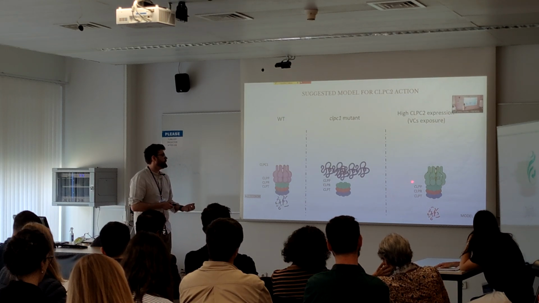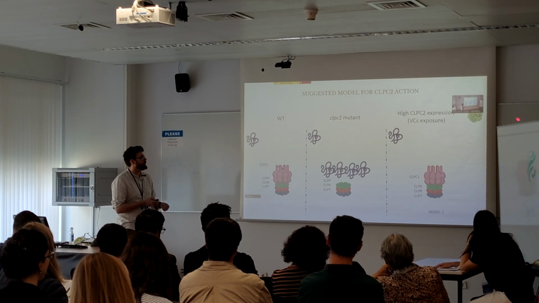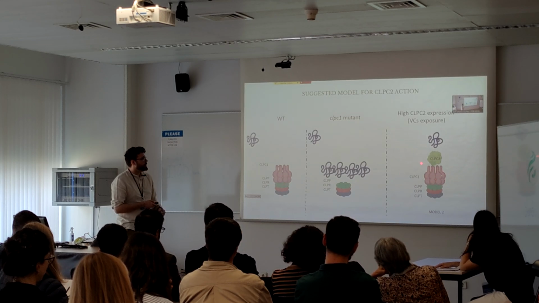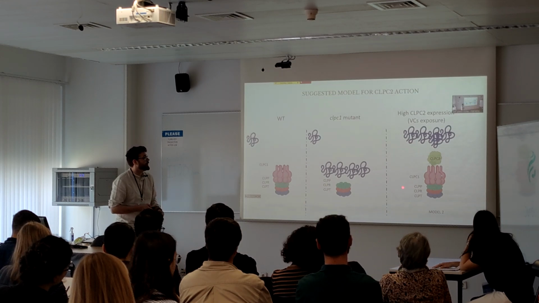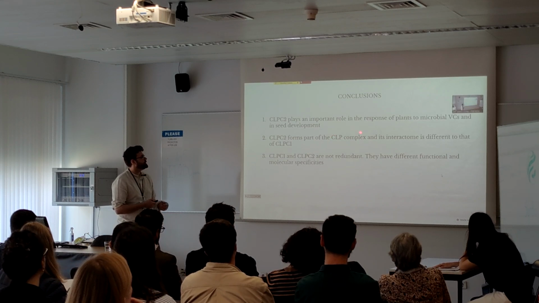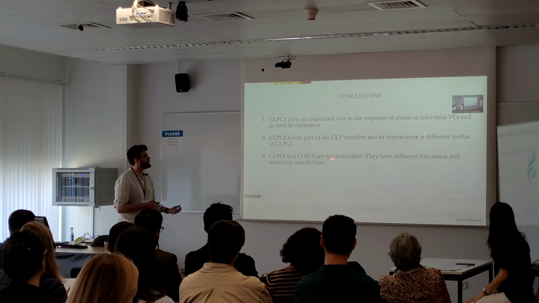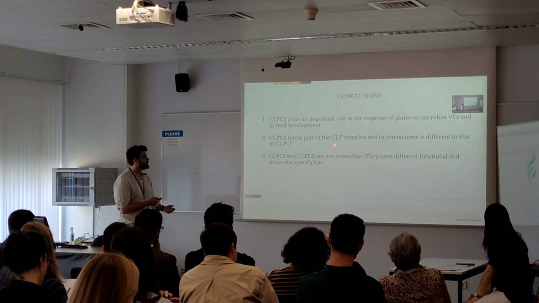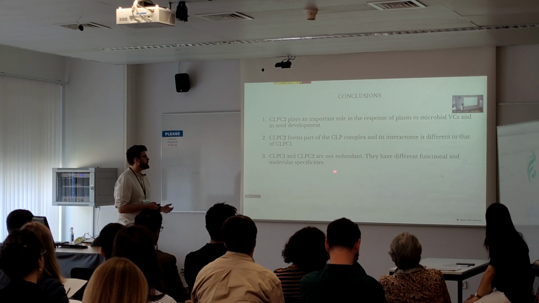Another suggested model that could be a good option is that CLPC2 acts like a cap blocking the CLPC1 ring and produces an accumulation of misfolded proteins that are clients of CLPC1. So our conclusion is that CLPC2 plays an important role in the response of plants to microbial volatiles and in seed development. CLPC2 forms part of the CLP complex and its interaction is different to that of CLPC1. CLPC1 and CLPC2 are not redundant. They have different functional and molecular specificity.